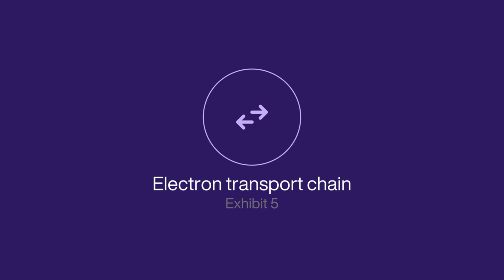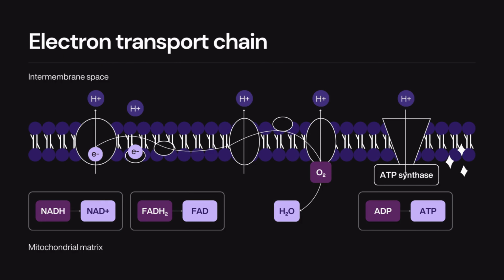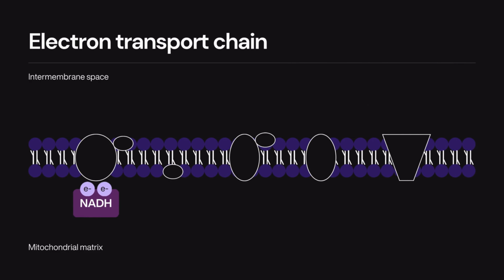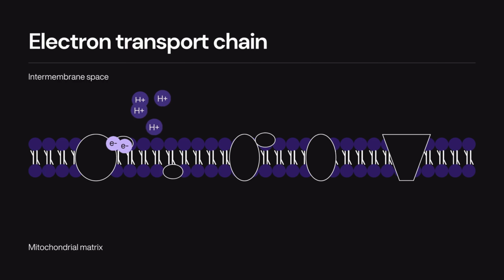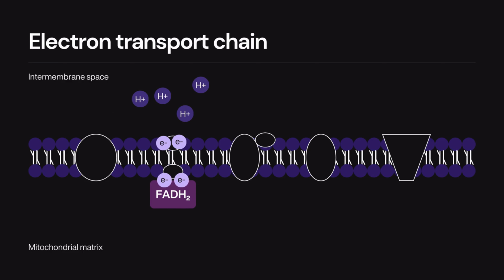Exhibit 5. The electron transport chain. The electron transport chain, or ETC, is the final stage of cellular respiration, occurring specifically in the inner mitochondrial membrane. It consists of a series of protein complexes, labeled 1 through 4, and electron carriers that facilitate electron transfer. Electrons are supplied by NADH and FADH2, generated in glycolysis, pyruvate oxidation, and the Krebs cycle. NADH donates electrons at complex 1, while FADH2 enters at complex 2. These electrons move sequentially through the complexes, releasing energy through a series of redox reactions.